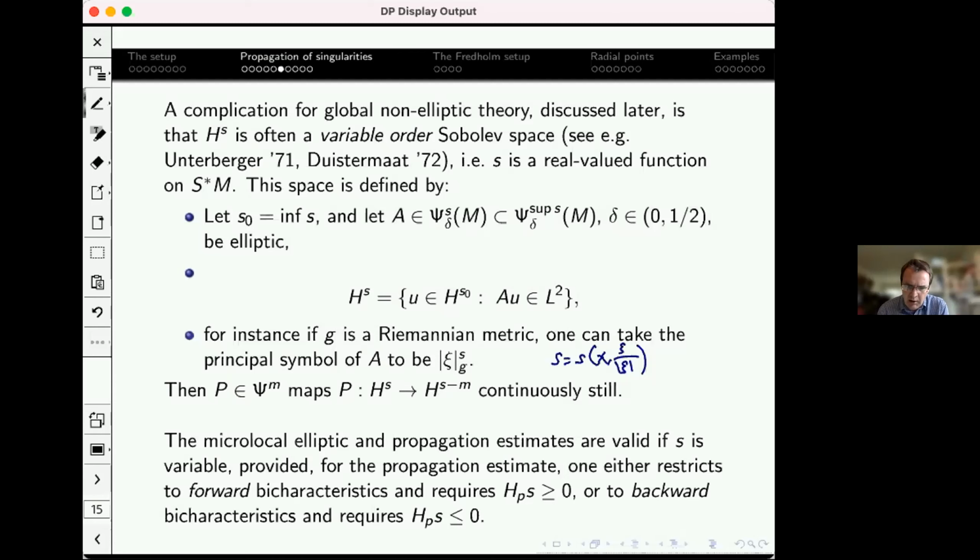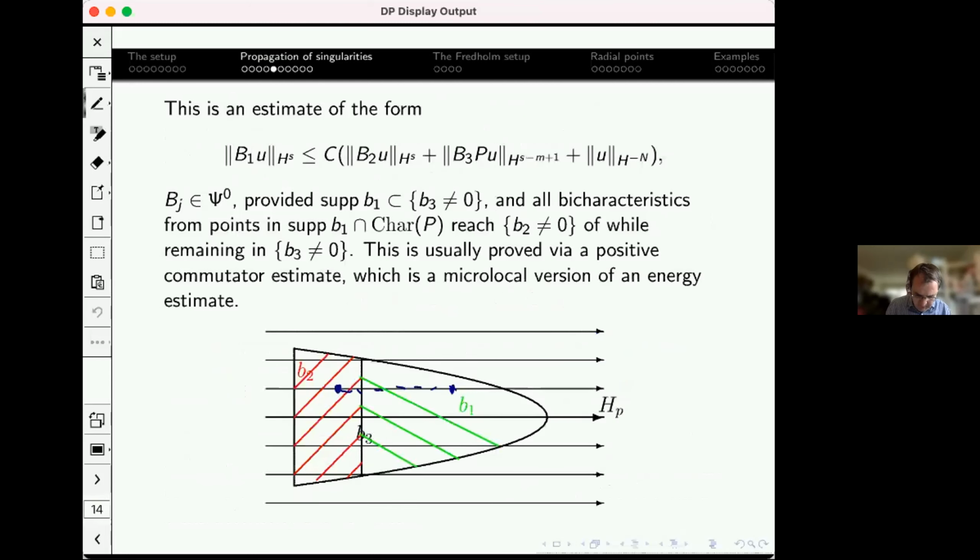And one thing I want to point out is that propagation estimates, and also the elliptic estimates, are valid. For the elliptic estimates, there's no condition. For the propagation estimates, the condition is that you need monotonicity of the correct sign along the flow. It's not exactly clear what I meant by forward and backward here, which directions; basically your estimate should be getting weaker as you go along the flow. So s would be, if you want to propagate in this direction, decreasing along the flow.